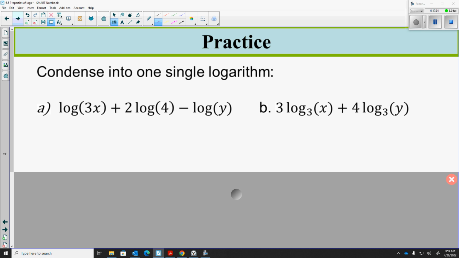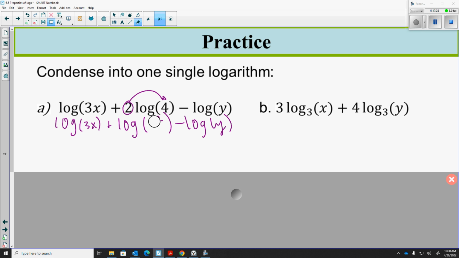As you're looking at this, you're looking at each piece one at a time. There's one rule you can apply right away to the middle one. Make it an exponent, right? I can take the 2 and put it up. So it's log of 3x plus log of 4 squared minus log of y. Now what's 4 squared? 4 squared is 16, right? So now that's log of 16. You guys okay with that?